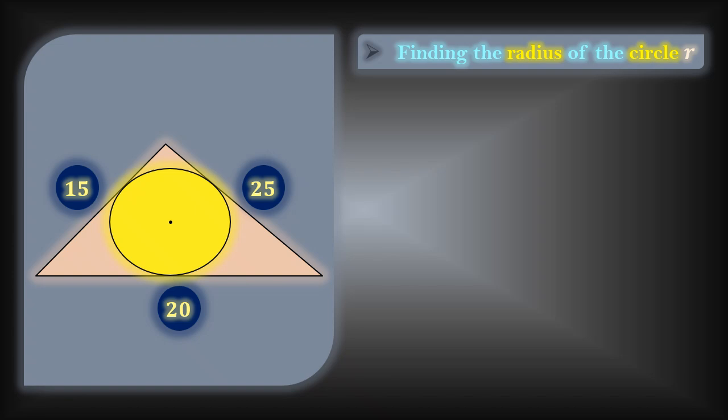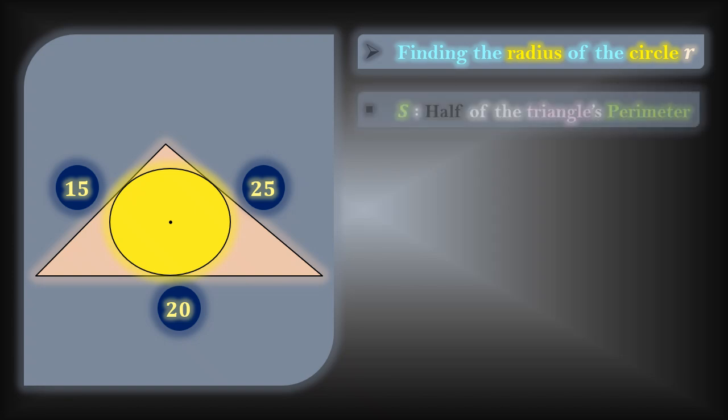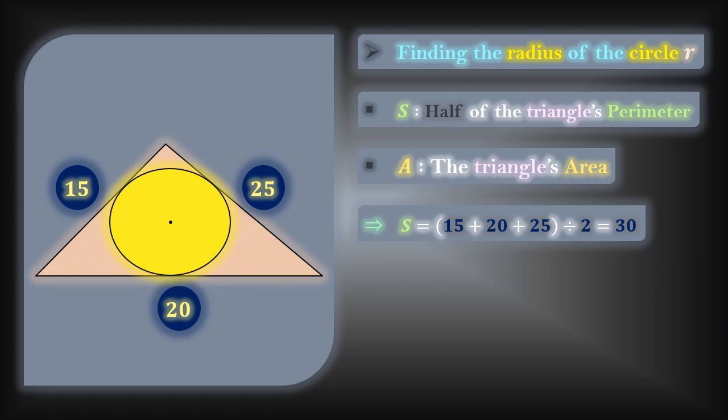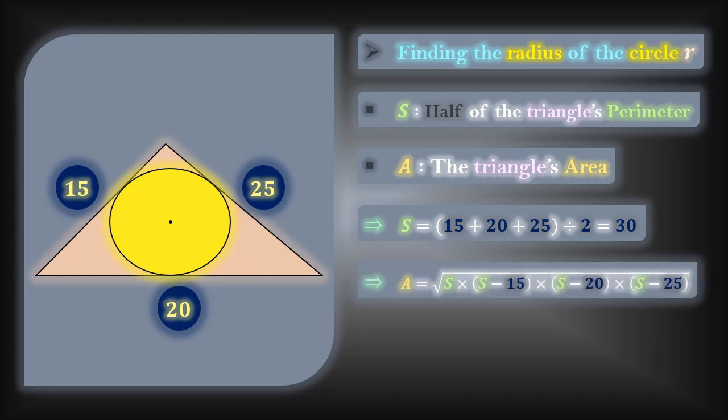channel. We begin by denoting by S the semiperimeter of the triangle, and by capital A the area of the triangle. Thus, S is equal to 15 plus 20 plus 25, the whole divided by 2, which is equal to 30 units. Furthermore, according to Heron's formula, the area of the triangle denoted by capital A is equal to the square root of S multiplied by S minus 15, multiplied by S minus 20, multiplied by S minus 25.